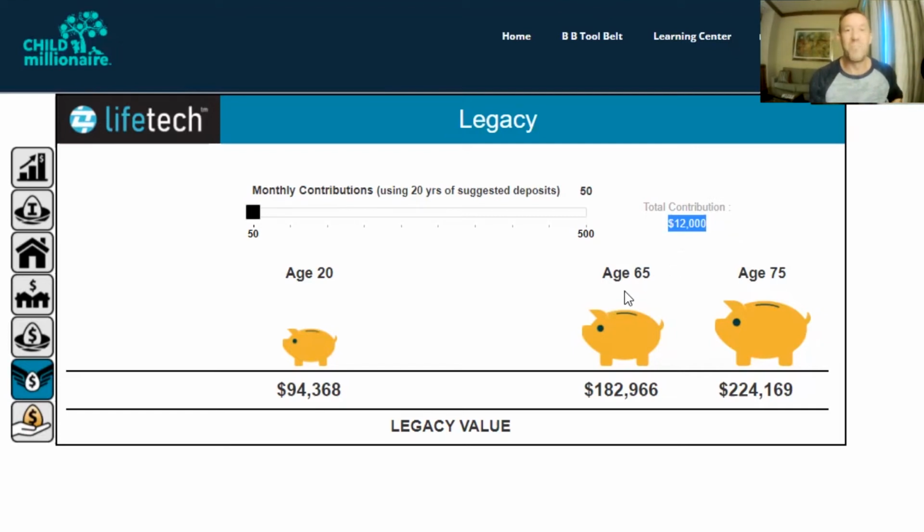All right. Because I do it. This is what I do, and this is working for me. All right. So age 65, $50, $182,000. Age 75, at $50 a month, $224,000. Okay, so we're just going to move the slider along.